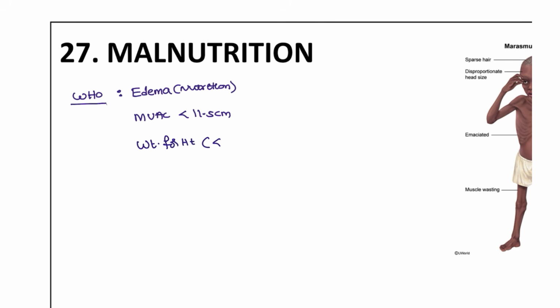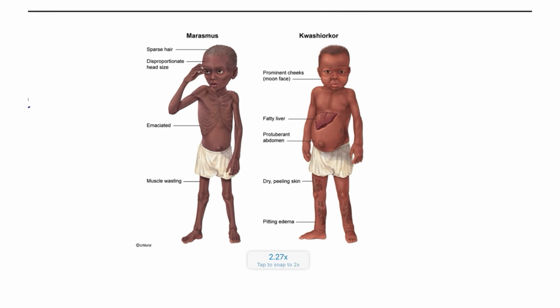Weight for height is less than -3 standard deviation. Any one of the following present with edema is considered a SAM patient, a severe acute malnutrition patient. What are the features? Let's see: the Marasmus patient or the Kwashiorkor patient.